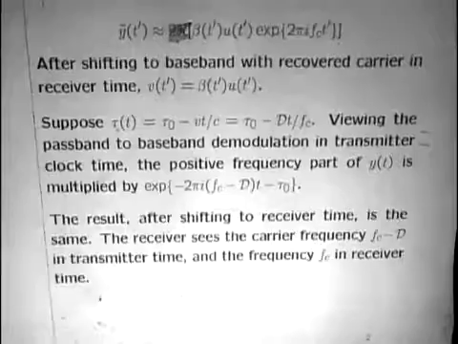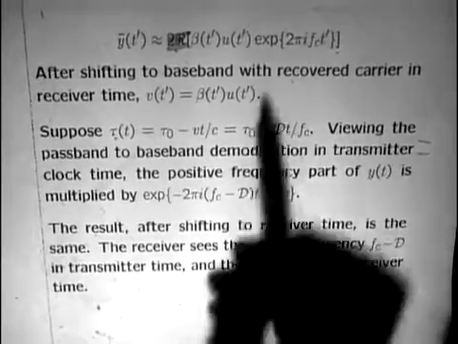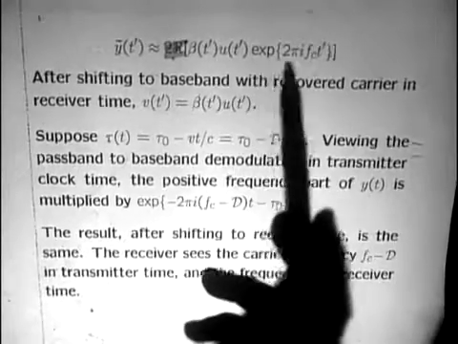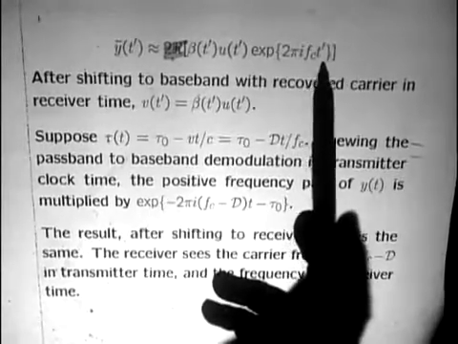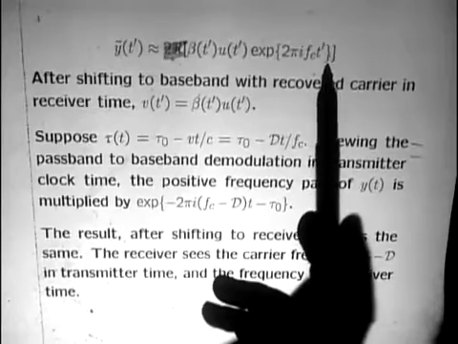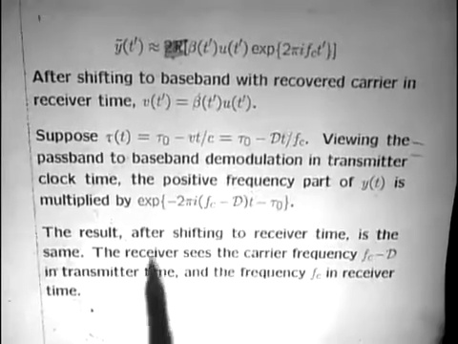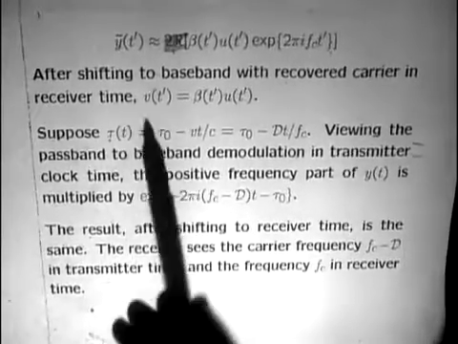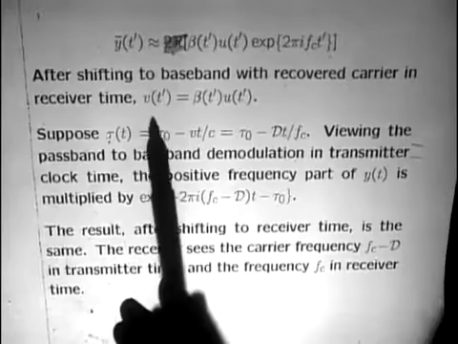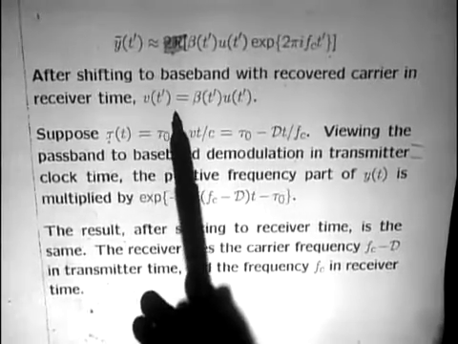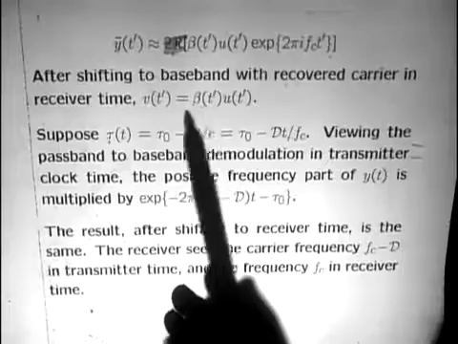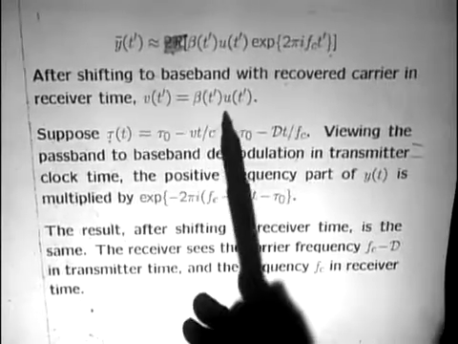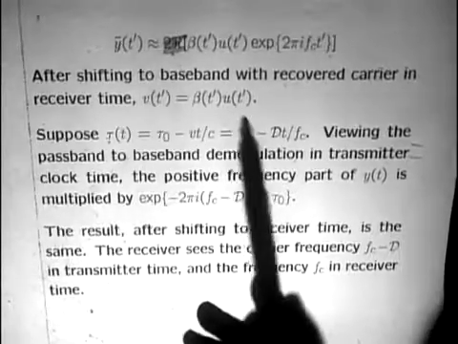At that point, we have a complex positive frequency waveform. And then we're going to multiply that positive frequency waveform by e to the minus 2 pi i fc t prime, where t prime is the only thing the receiver knows anything about. Okay, so after you shift the baseband with a recovered carrier in receiver time, what you get in receiver time is v of t prime, equal to beta of t prime, namely the attenuation at t prime, where this is the approximate part of it, times what was actually sent.